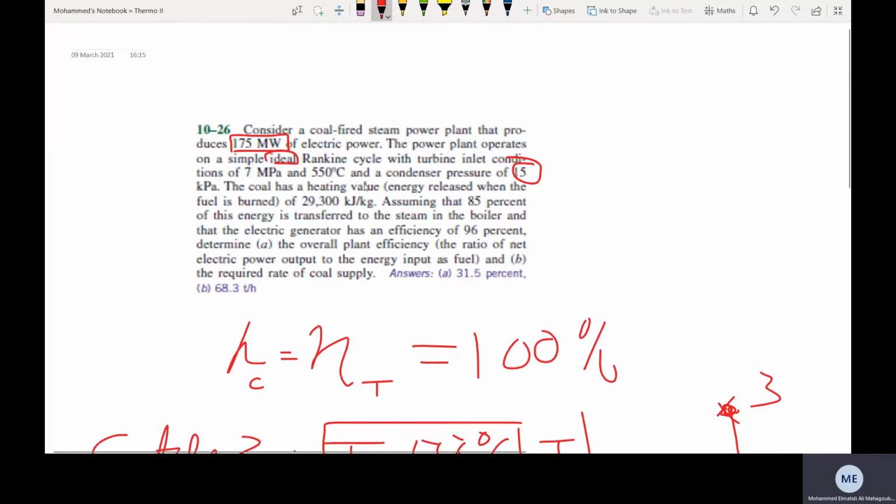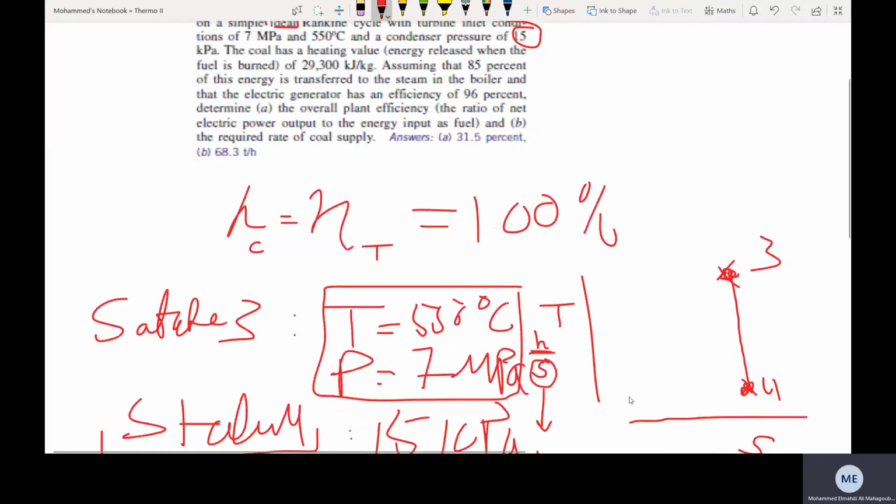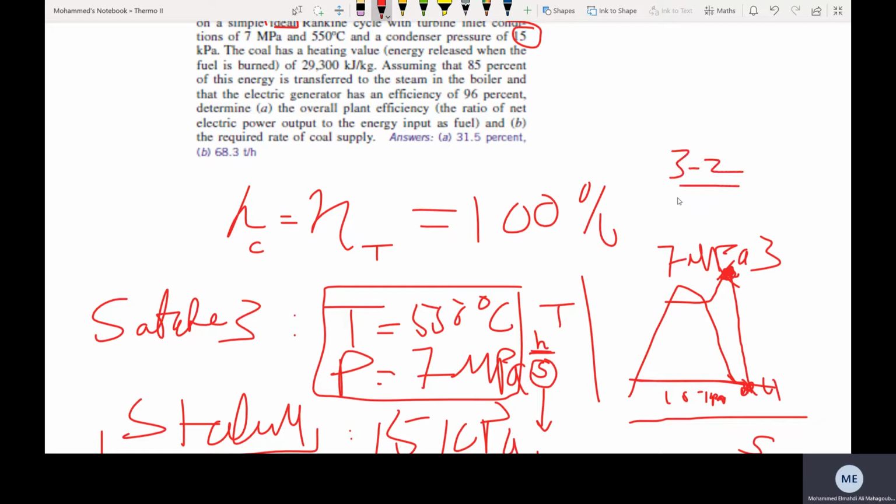And what else do we have? We don't have the starting point, point 1. He only tells me that this is the condenser pressure, which is 15 kilopascals. I don't know if this will be inside the dome or not; you can see that later. And I know that the boiler pressure is 7 megapascals, as he told me that state 3 has that pressure. We know that the pressure from 3 to 2 is constant, and the pressure from 4 to 1 is constant.